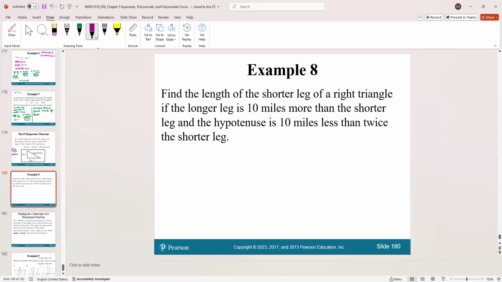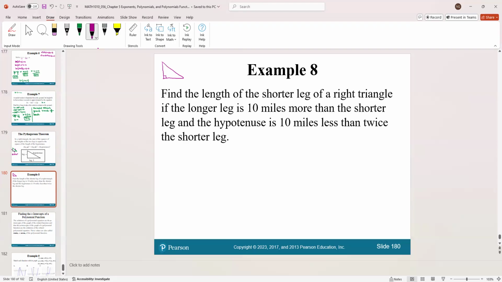Now, let's go with another problem. Probably this one would help us to use Pythagoras. Find the length of the shorter leg of a right triangle. First of all, let's tell what a right triangle is, meaning there is a 90 degrees angle in it. So at least one of the angles is 90 degrees.